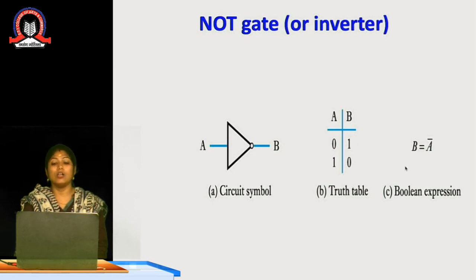What about the logical expression? The output is nothing but A bar. If it is A, then A bar. If it is A bar, then A. So this is the Boolean expression of the NOT gate, which is also called an inverter.